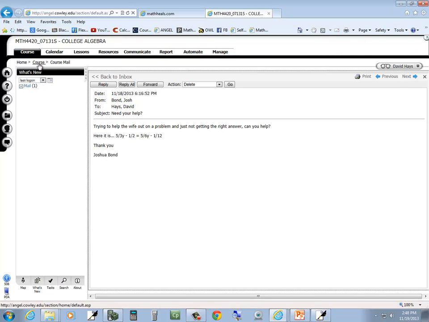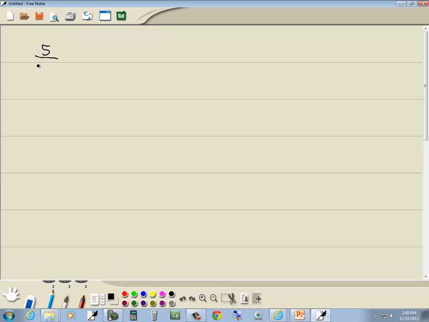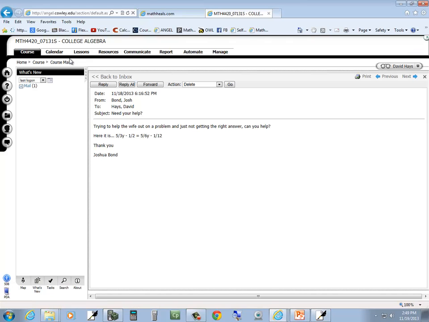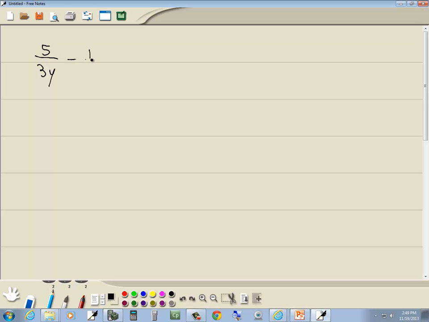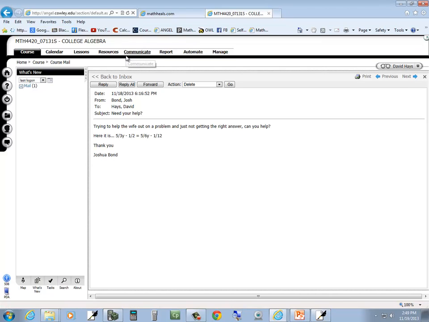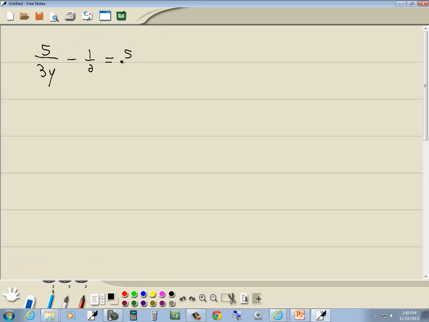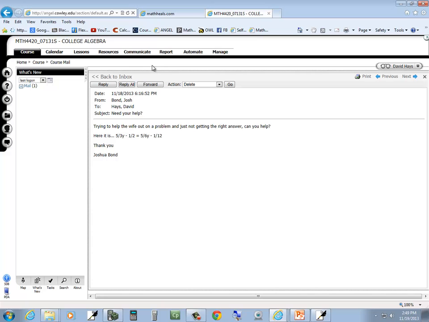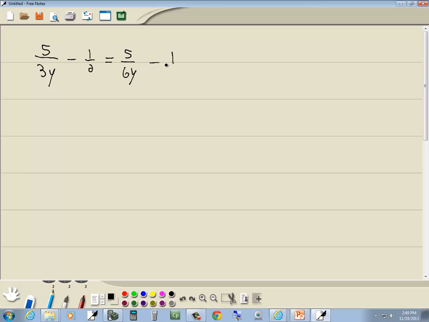I'm going to pretend that this is 5 over 3y minus 1/2 equals 5 over 6y minus 1/12. I'll base that upon that it's not the first part of the semester, so it's probably not a linear equation. It's probably a rational equation. Now, if this is 5/3 y, then you'd work this differently.